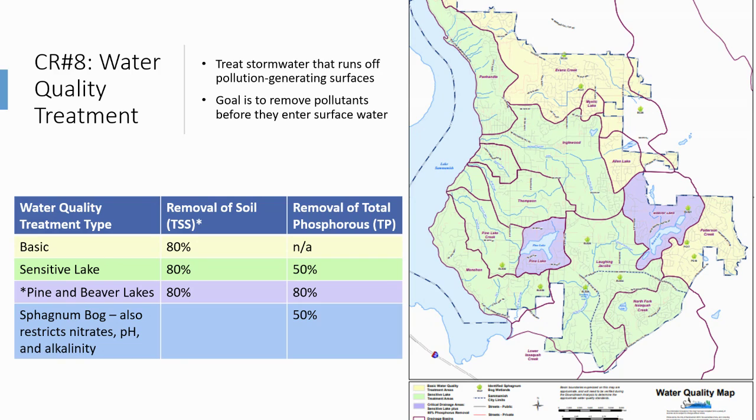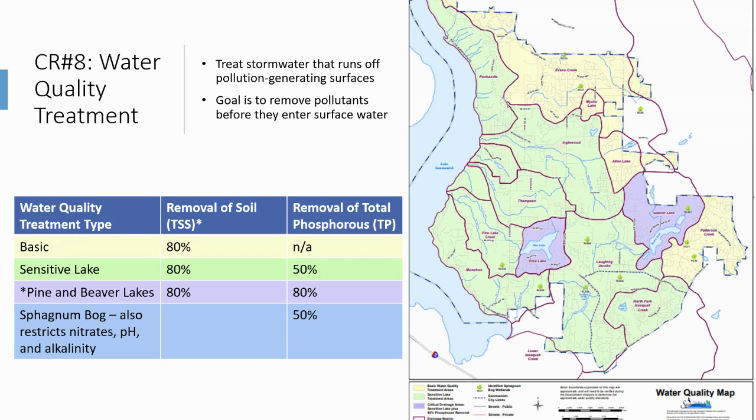There's Basic, Sensitive Lake, and Sphagnum Bog. Sammamish also has additional requirements for areas that drain to Pine and Beaver Lake. This map, adopted in the Sammamish Addendum, shows the water quality treatment level required in each of Sammamish's drainage basins.